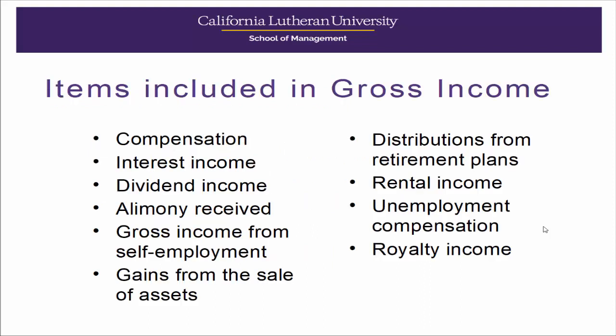Now here are some items of gross income that are reportable. You can see we have compensation, interest and dividends, alimony received, gross income from self-employment, gains from sale of assets, distributions from retirement plans, rental income, unemployment compensation, and royalty income. It's important to note that although these items are certainly part of gross income, this is not an exhaustive list.